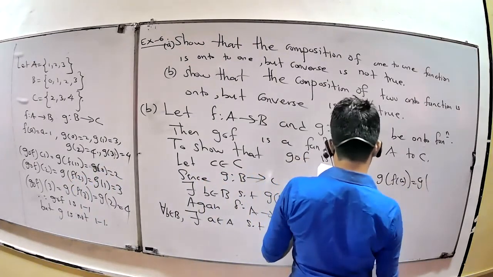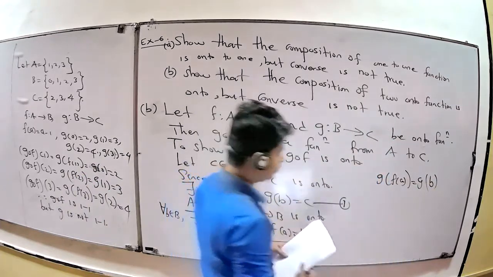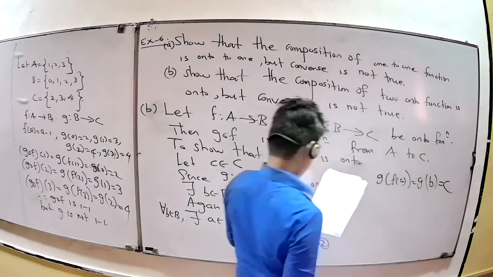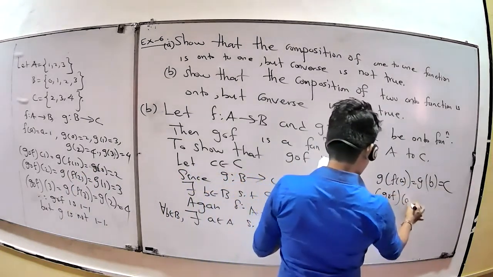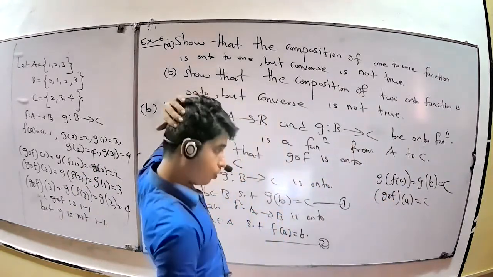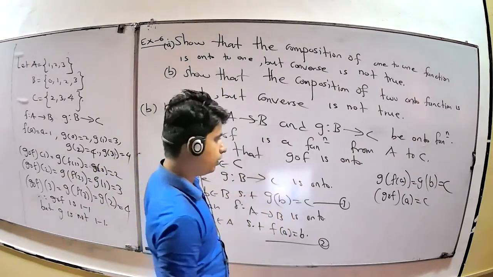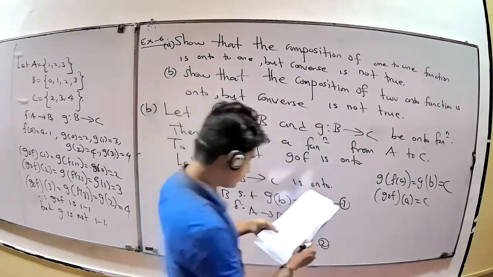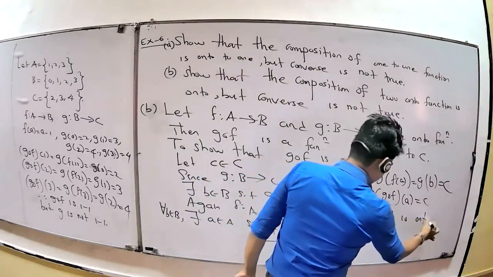e of f of a means e of b, no? Therefore, e of b equals c, right? e of b equals c means e composition f of a equals c. That means for all c belonging to C there is a belonging to A such that e composition f of a equals c. Therefore, e composition f is an onto mapping.